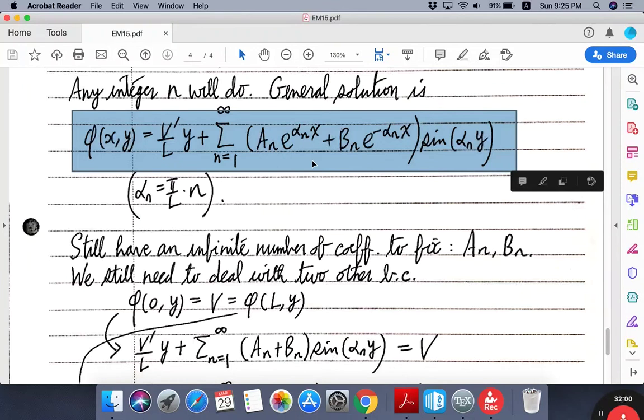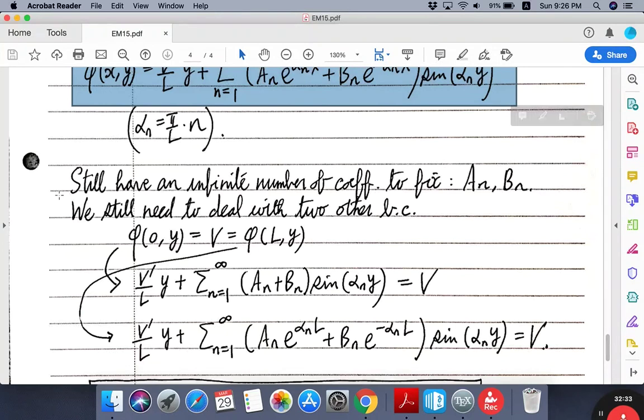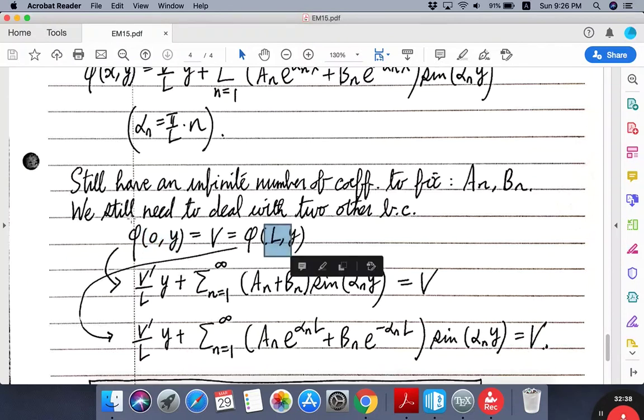Now you may wonder, why do I have to take a sum over all possible n's? This is like summing over an infinite series, and that's very hard. But the reason why we have to take all possible cases into the sum is because unless we do that, we won't be able to satisfy the other two boundary conditions coming from the two sides. Remember, when x was either equal to 0 or equal to L, then the potential was identically equal to some constant V.